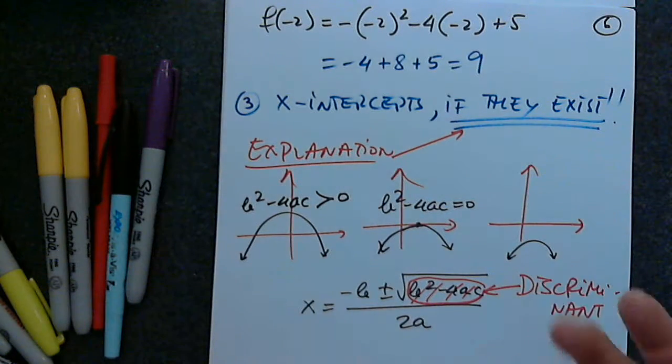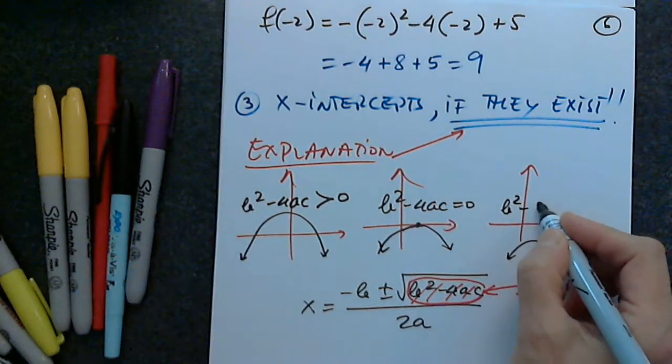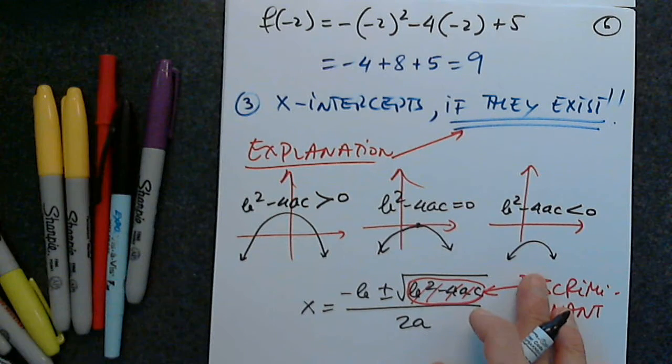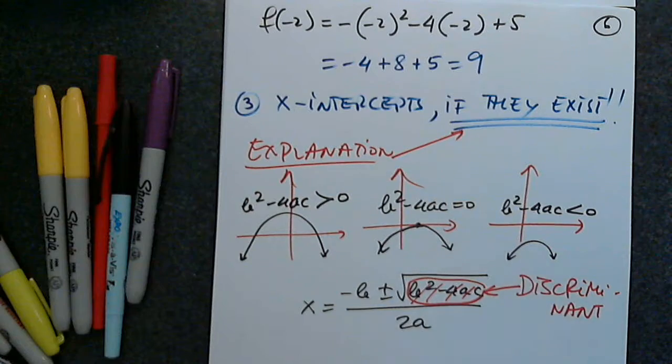Perfect. And what is the last option? Exactly. So when the discriminant is negative, b squared minus 4ac is less than 0, there are no real solutions. There are two solutions, but they're not real. Two solutions, but they are the same. Two distinct solutions.